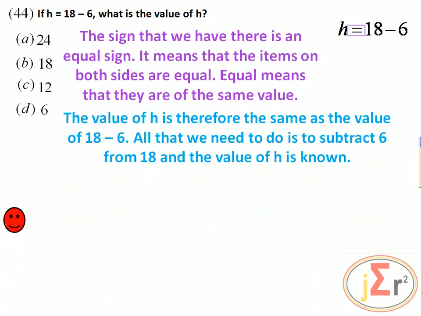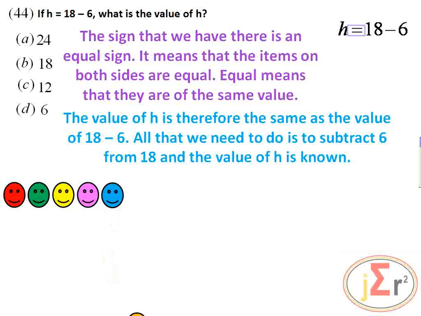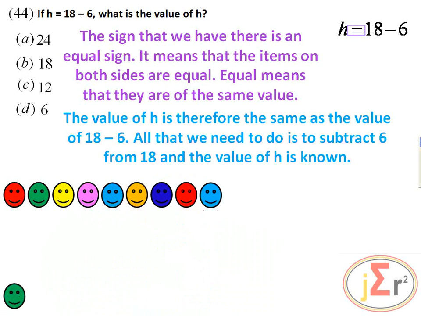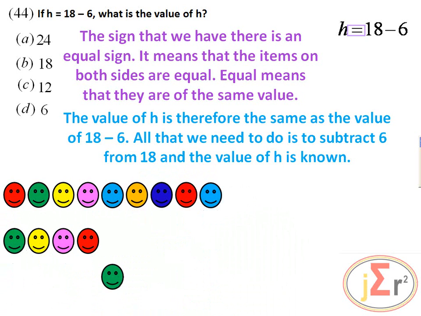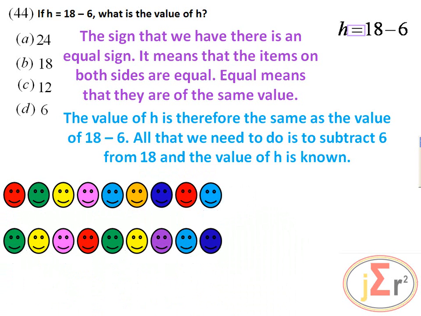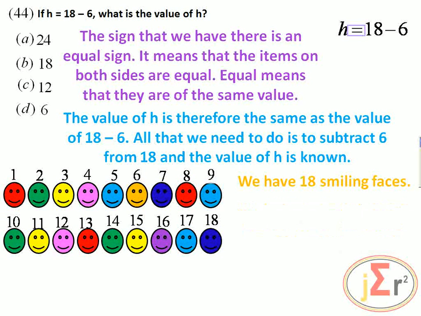Right. So you do not have to count them as yet, Jerry, because each one of them will be numbered. And maybe at the end you'll be able to tell me the number of them. And the number of them is 18. 18 smiling faces. We have 18 smiling faces.